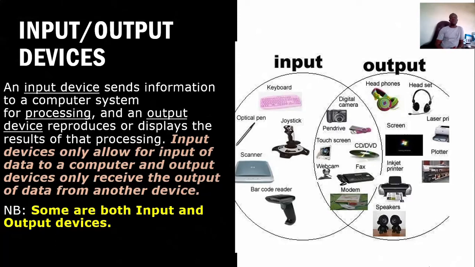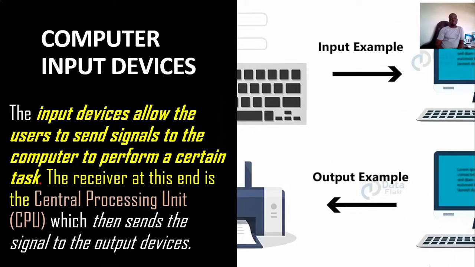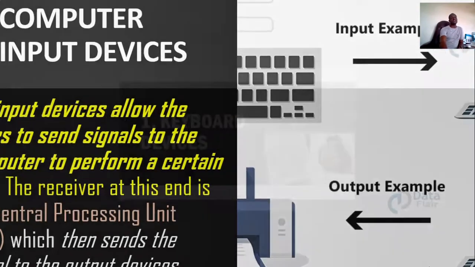When we are discussing input and output devices, we must note that an input device is only allowed for input of data to a computer, and output devices only receive the output of data from another device. There are so many input devices, and we are going to discuss many of them. These input devices allow users to send signals to the computer to perform a certain task. The receiver at the end, in this case, is referred to as the central processing unit, the CPU, which then sends such signal or such data to the output devices that are responsible for carrying out such task.